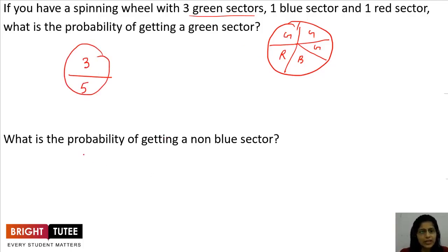The next one, what is the probability of getting a non-blue sector? How many are non-blue? 1, 2, 3, 4. 4 are non-blue out of 5. So 4 upon 5 is the probability of non-blue sector. Clear? So different questions can also be formed on the same question, and you definitely can frame the questions yourself and try to attempt the answers.